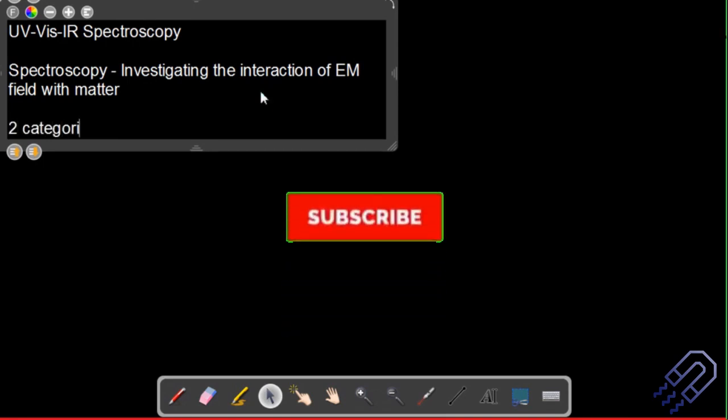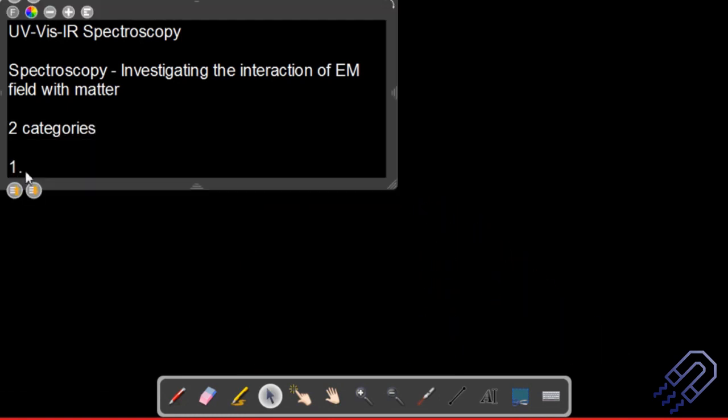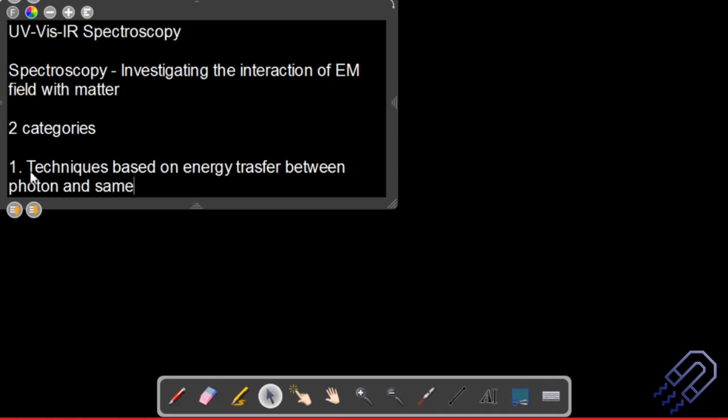And if we want to divide spectroscopy, we can divide it into two categories. Let's write down the first category. There are different ways of doing it, and you can find different books dividing them in different ways, but broadly classified, these are the two important categories. The first is techniques based on energy transfer between photon and sample. So you have a sample and some electromagnetic radiation falling on it.